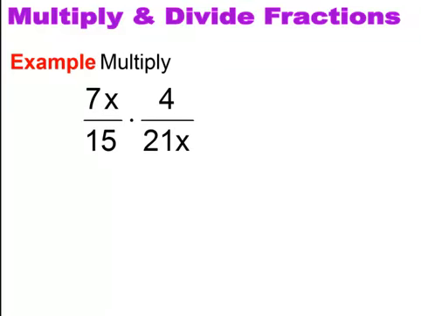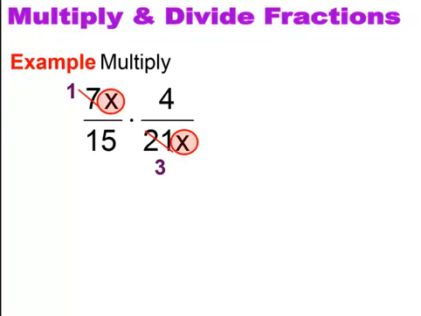So this next example, we have multiplication. And notice that we also have variables, that variable x. We have it in the denominator and we have it in the numerator. So when you're multiplying fractions, you want to simplify first. We're going to simplify the numerical part. 7 goes into 7 once. 7 goes into 21 3 times.